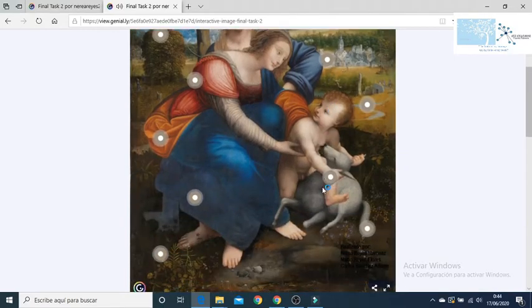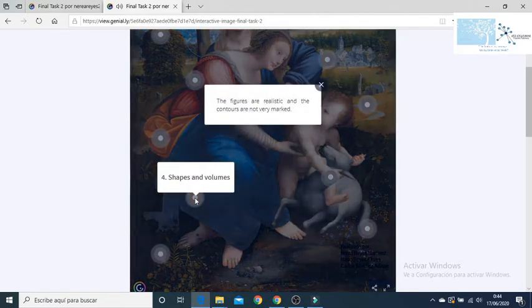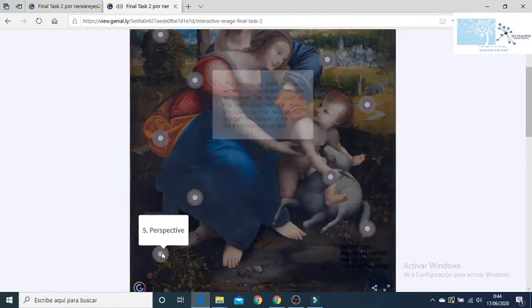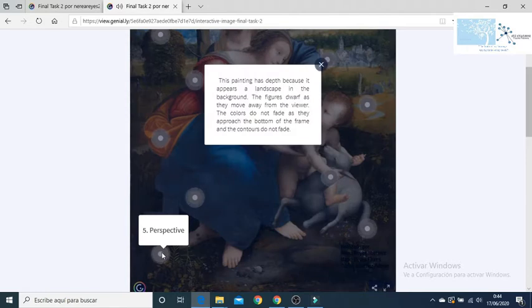This painting has depth because a landscape appears in the background. The figures fade as they move away from the viewer. The colors do not fade as they approach the bottom of the frame and the contours do not fade.